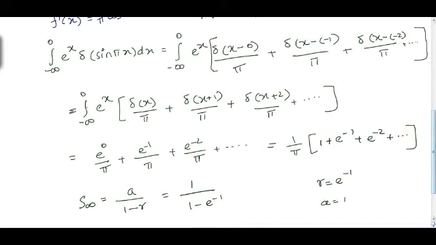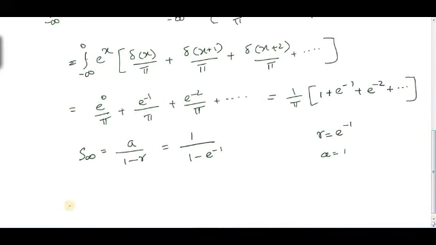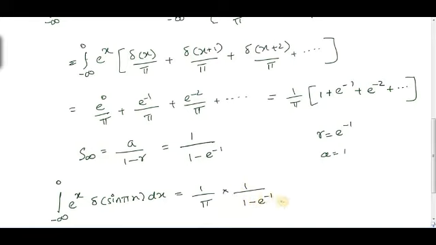So I got the answer for one integration, that is, the integral from minus infinity to 0 of e power x del of sine pi x dx, which is equal to 1 by pi into 1 by 1 minus e power minus 1. So one part I have done.